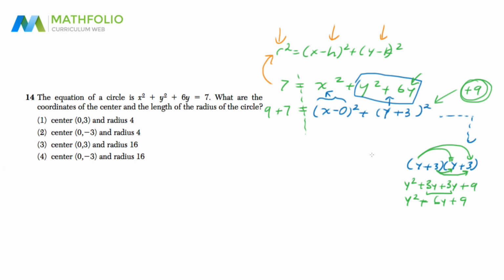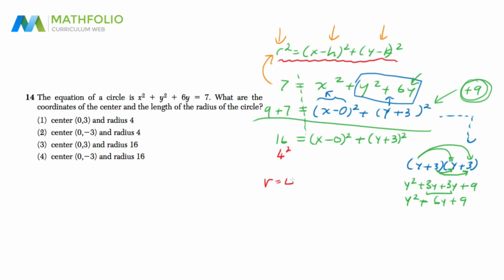to the other side. So this whole thing becomes 16 equals (x minus 0) squared, which I could just write as x squared, plus (y plus 3) squared. Now looking at this, this looks very much like our equation of a circle up at the top. And this is really, really great for us, because this 16 can be written as 4 squared. So I know my radius is 4.